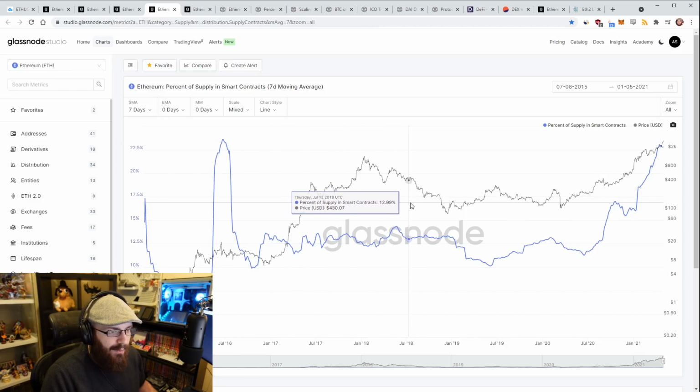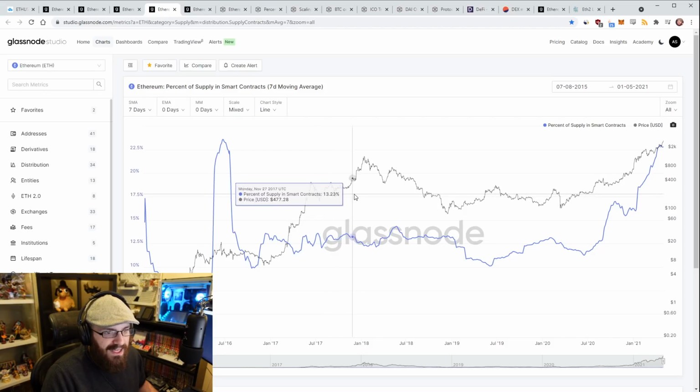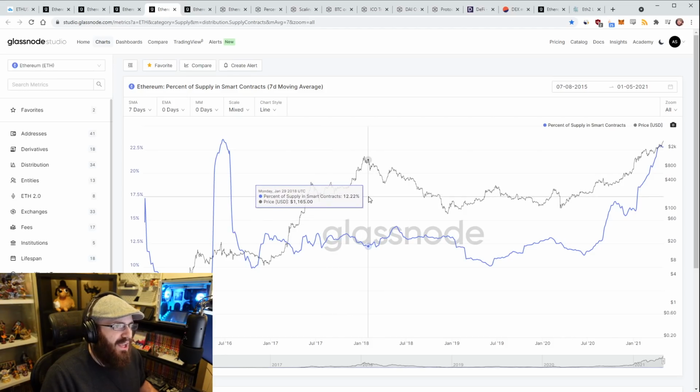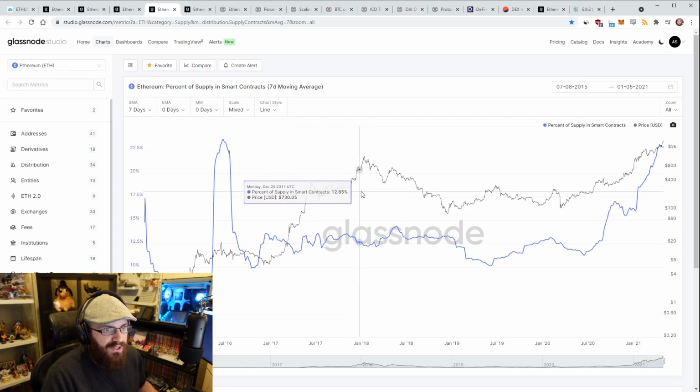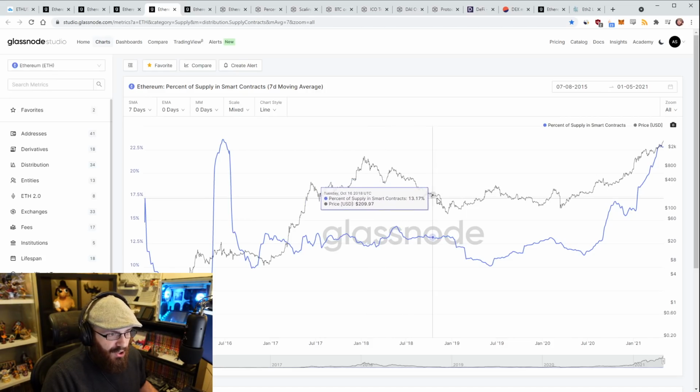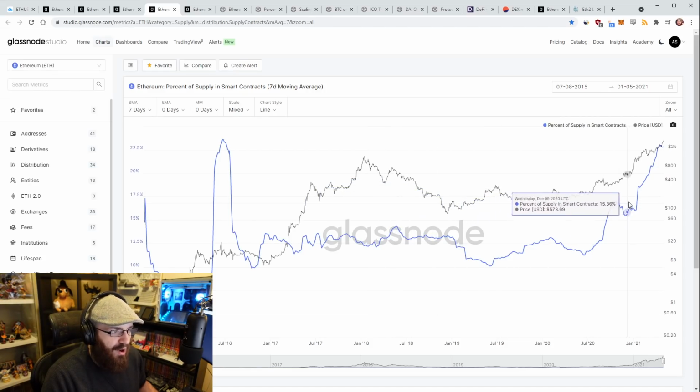And then it went sideways for a long time, even during the last bull market, because actually a lot of ICOs weren't even using smart contracts, so they didn't even count here. A lot of ICOs were actually just using an EOA, an externally owned account, which could have been a multi-sig, it could have just been a normal wallet. Whereas you can see here, the rise of DeFi really made a difference. So yeah, really cool to see that.